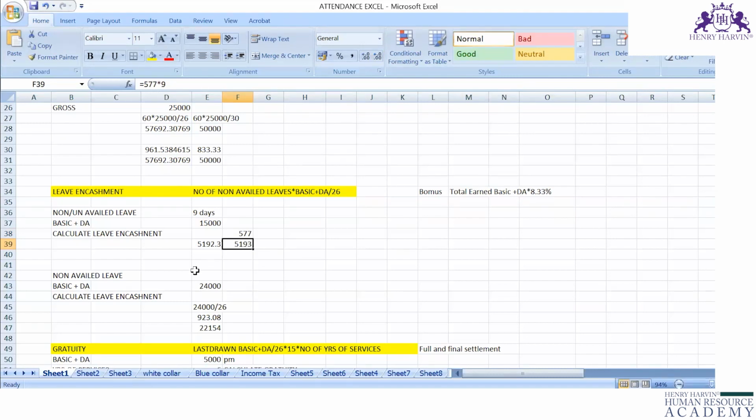Understood, guys? So now you calculate: your leave balance is 35. Now I will give you a problem. 35 days is the non-availed leave days. 24,000 is the basic plus DA. Now we have to calculate the leave encashment.